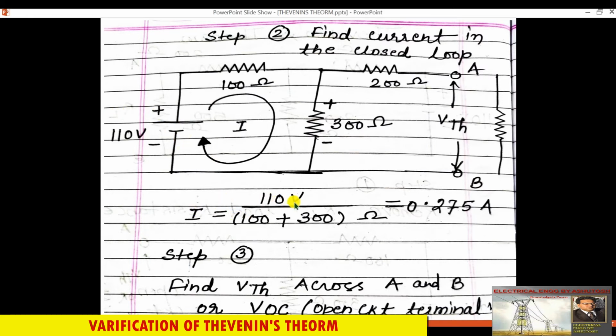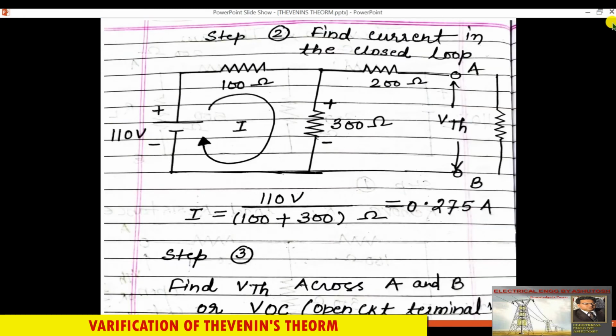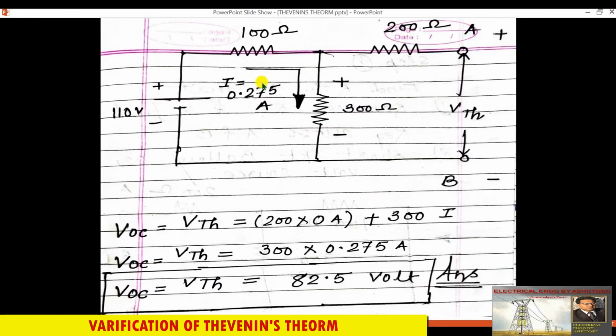I is equal to 110, this is the voltage, 110 divided by 100 plus 300, so it becomes 0.275 ampere current. You can see over here, this is our second step. Then in our step number third, find out VTH across A and B, across these output terminals, which will also be called open circuited terminal voltage, VOC.